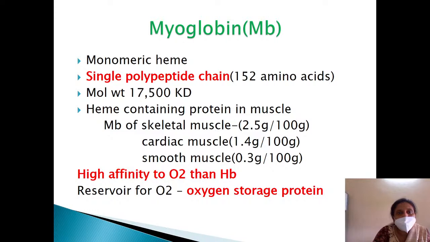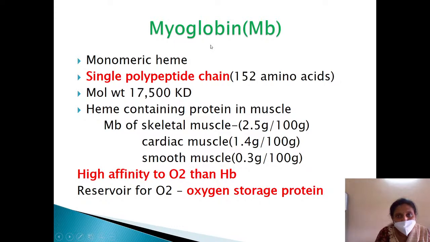Next one, coming to myoglobin. The other heme containing protein is myoglobin, and myoglobin is a monomeric protein. What about hemoglobin? Hemoglobin is a tetrameric protein made up of 4 polypeptide chains, but another heme containing protein is myoglobin.